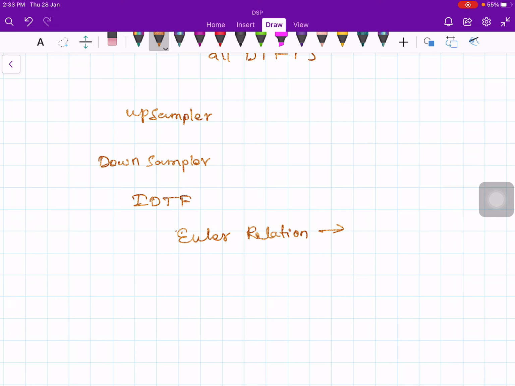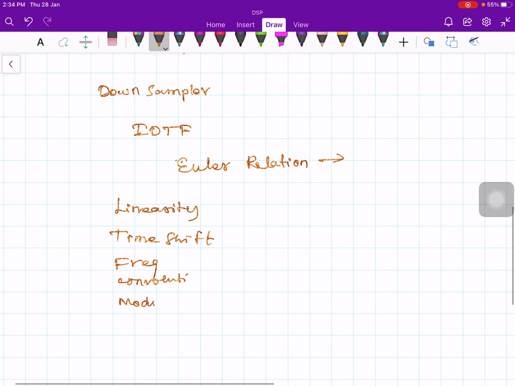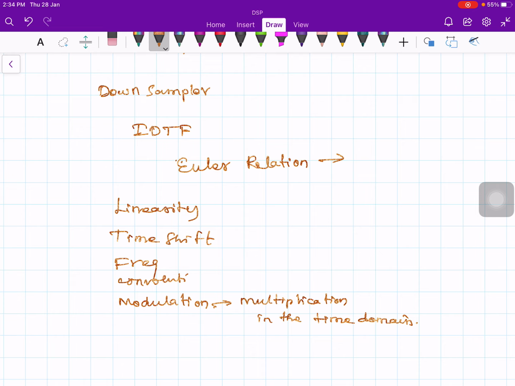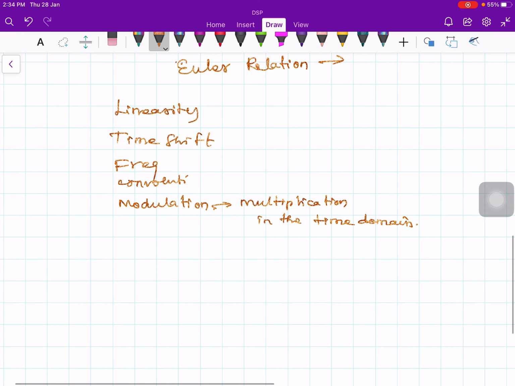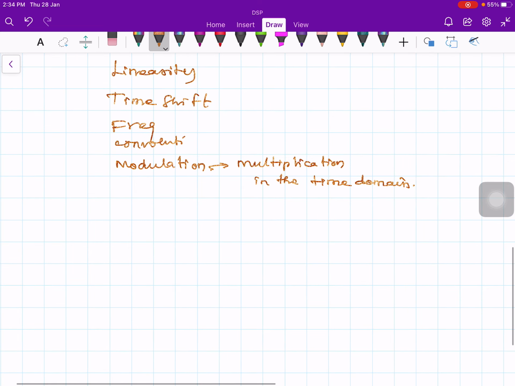And then we discussed some properties of DTFT, such as linearity, time shift, then frequency shift, then convolution, modulation. Modulation is multiplication in the time domain. And finally we discussed Parseval's relation, which has an interpretation in terms of energy. That is, energy in the time domain is equal to energy in the frequency domain. And then we talked about symmetry relations.